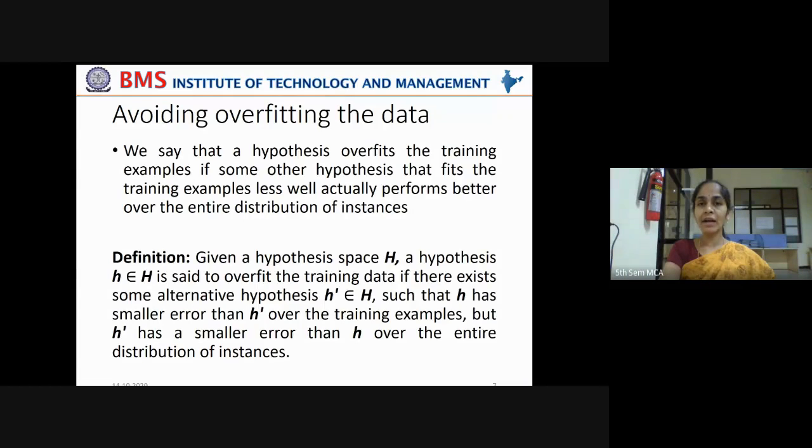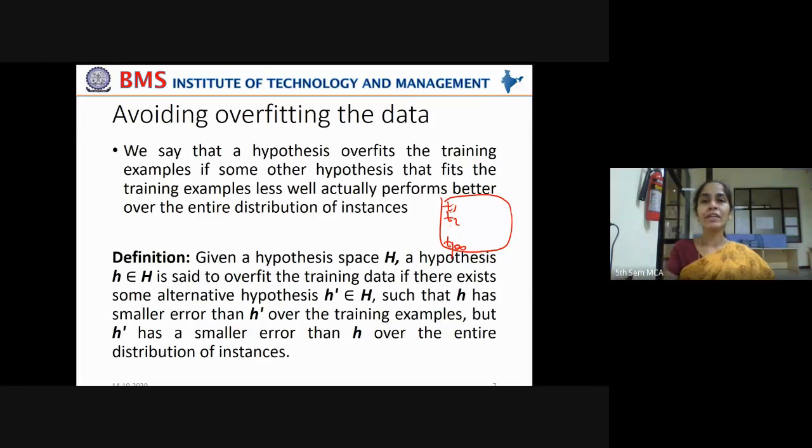Now we say that the hypothesis overfits the training examples if some other hypothesis, say another decision tree, exists that fits the training examples less well but actually performs better over the entire distribution of instances. Instances means training examples. Training example 1, training example 2, up to training example 100, say. You have 100 training examples.